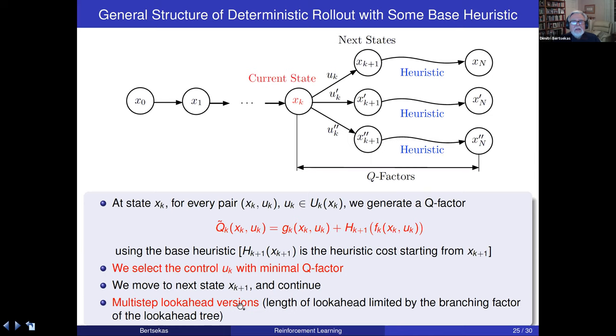So that's the algorithm. There's no simulation involved here, only a heuristic, any heuristic that you can run using a computer and calculate the corresponding costs and the corresponding Q factors. So let's look at an example.